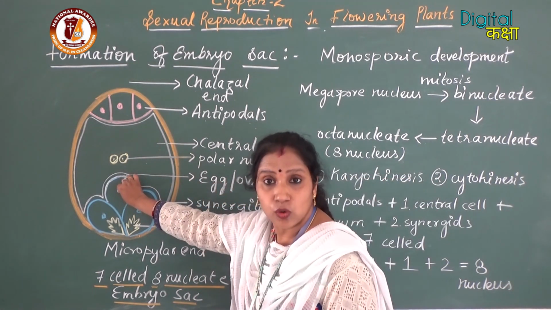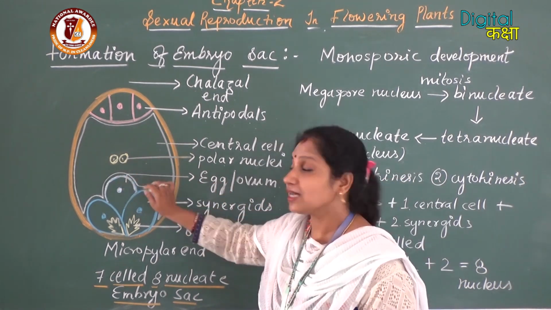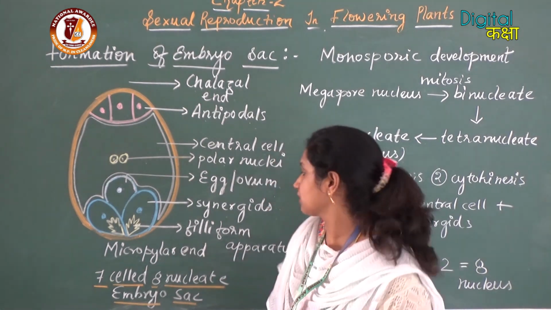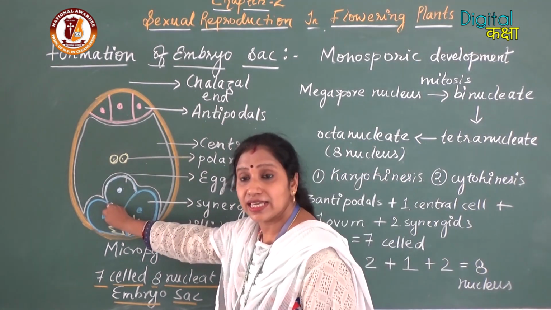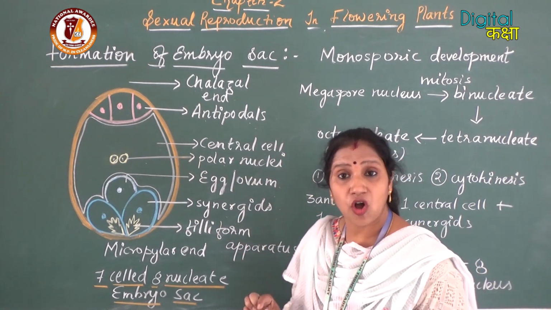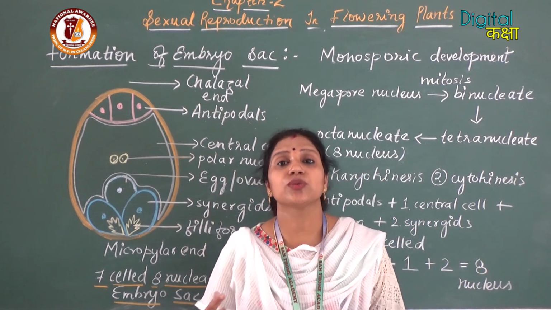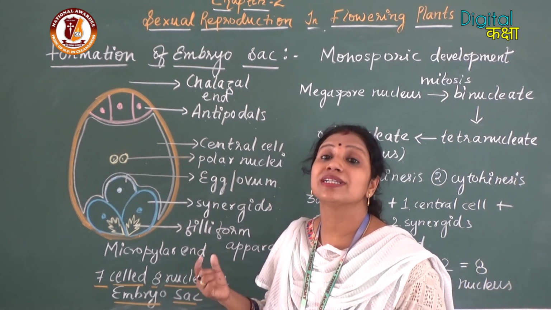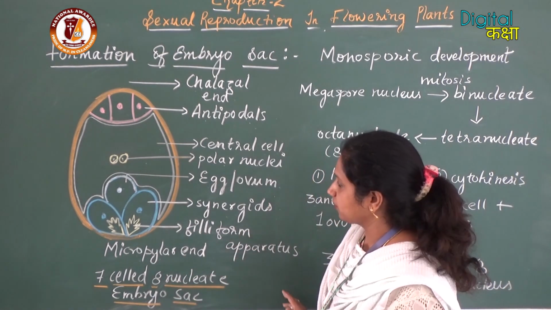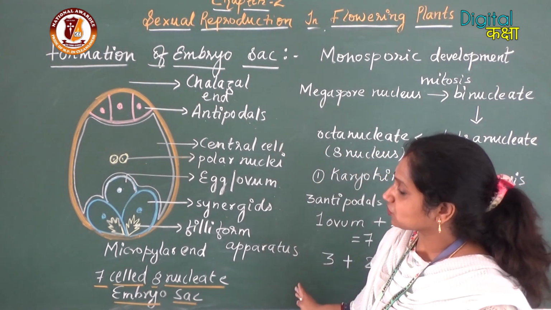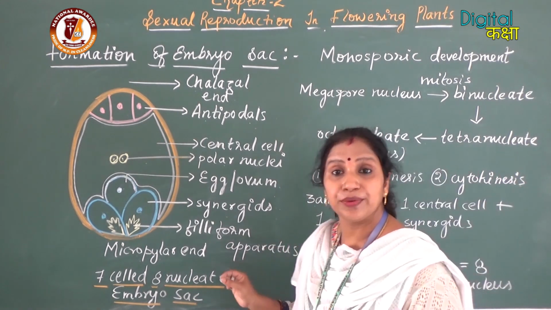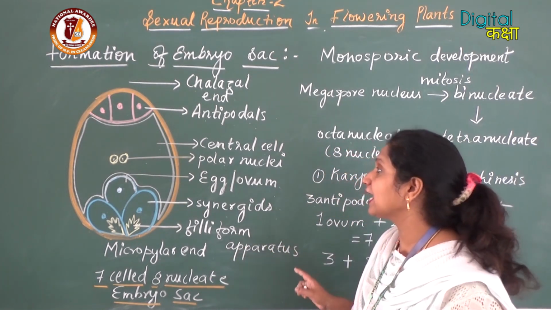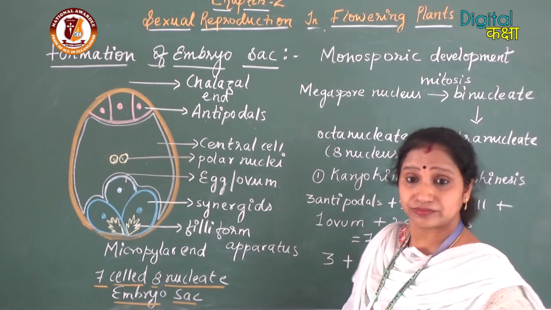Now, the egg or ovum is there, and this egg or ovum will fuse with the first male gamete. Here synergids are there. The synergids have the filiform apparatus which will guide the pollen tube and the male gametes towards the egg or the ovum. Okay. So, this was the structure of the embryo sac of angiosperms, which is 7-celled and 8 nucleate.